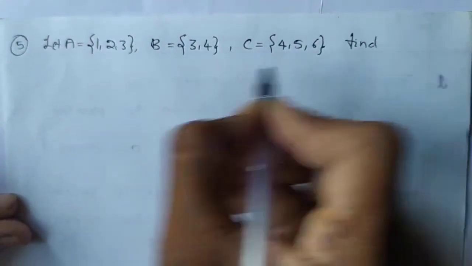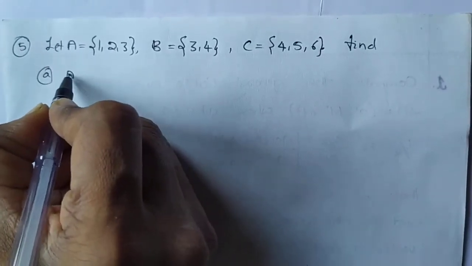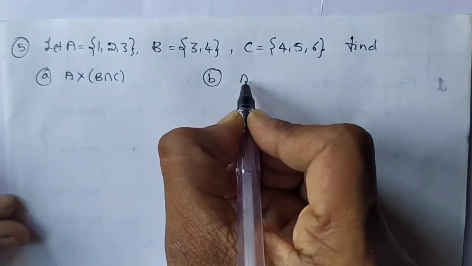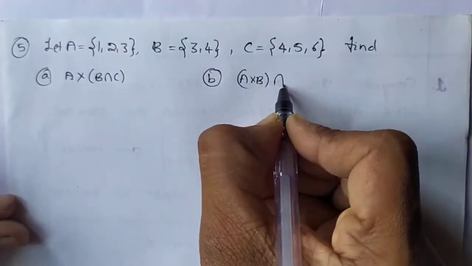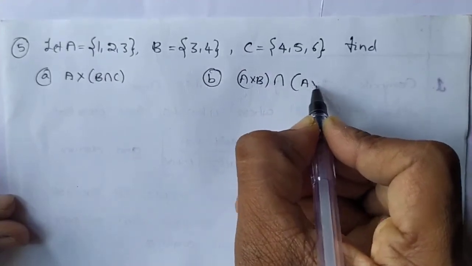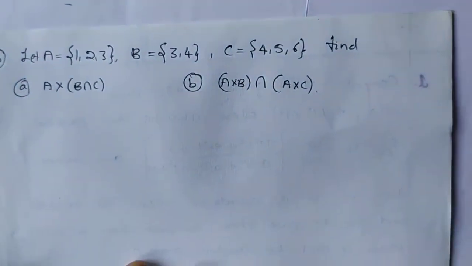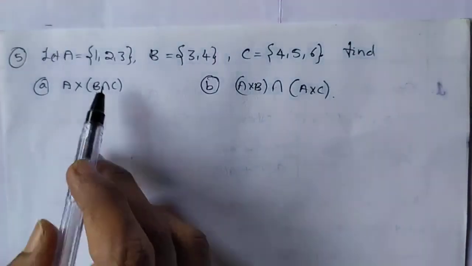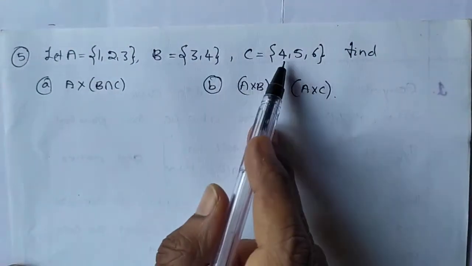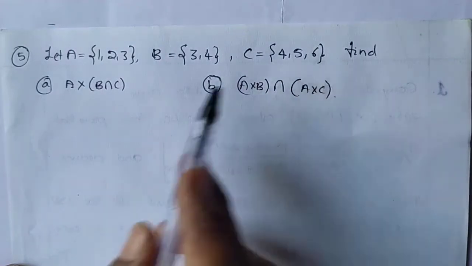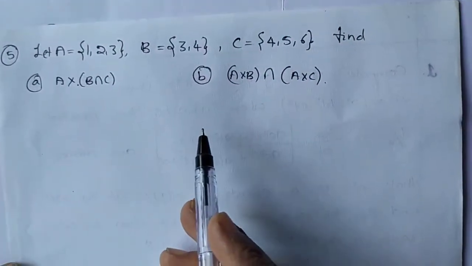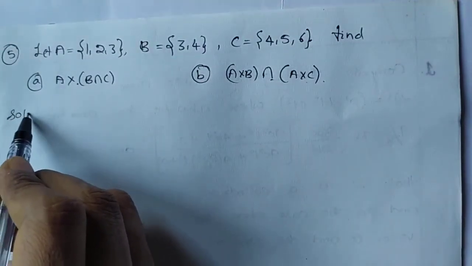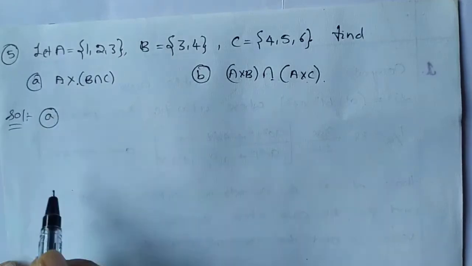Find, first question, A cross (B intersection C). Second question, (A cross B) intersection (A cross C). Here we have two sub questions. Sets are given: A is 1, 2, 3, B is 3, 4, C is 4, 5, 6. Let us find out the question number one.